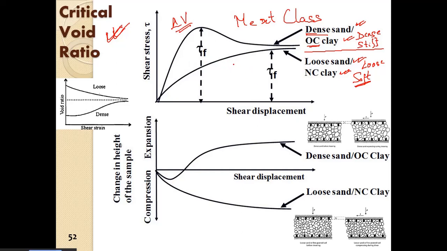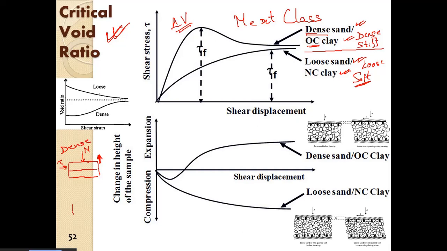Suppose in a direct shear, which we have studied in our undergraduate course, if we apply shear onto the sample for a particular normal stress, we apply the shear force. So what will happen? For a dense soil, the volume of the sample will increase. Right? Volume of the sample will increase. So this is dense sand.